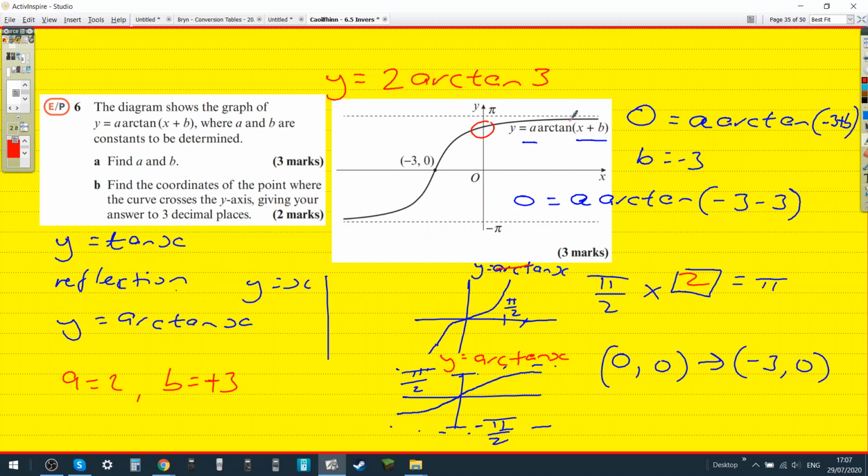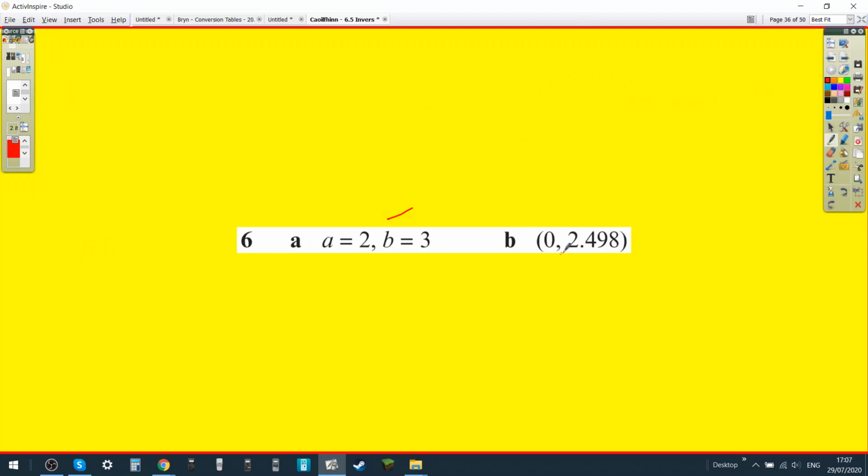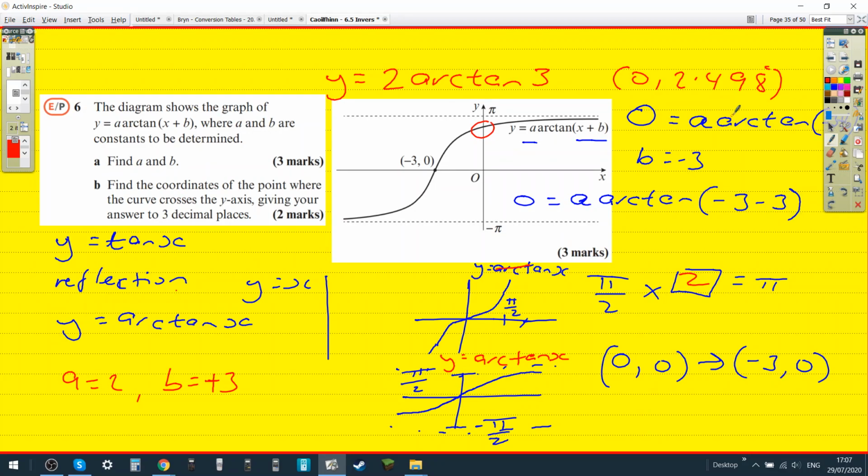I got 2.498. And so 0, 2.498. Is that radians? 0.2498. That's it. Yep. Any questions there? No. Okay. But the big picture is knowing what y equals tan x looks like, therefore what y equals arctan x looks like, and then transforming it.